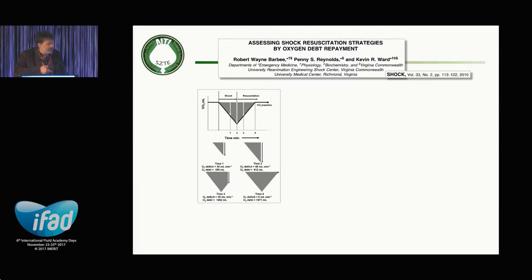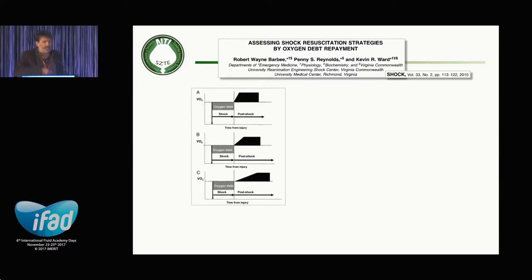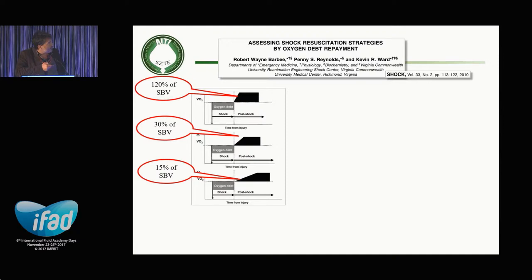However, oxygen debt is accumulating during that time. So this animal is in severe oxygen debt, and you have to repay this oxygen debt. Now, what they did in this animal experiment, they repaid the debt. It means that the area in this box should equal the repayment box. What they did in the first group of animals, they gave 120, I'm sorry about the slides, I don't know what happened, but 120% of the shed blood volume, 30% and 15% of the shed blood volume.